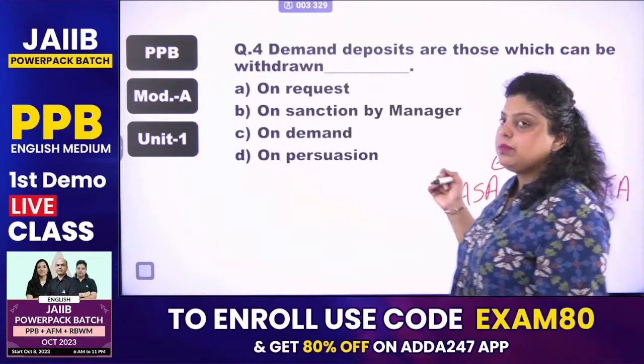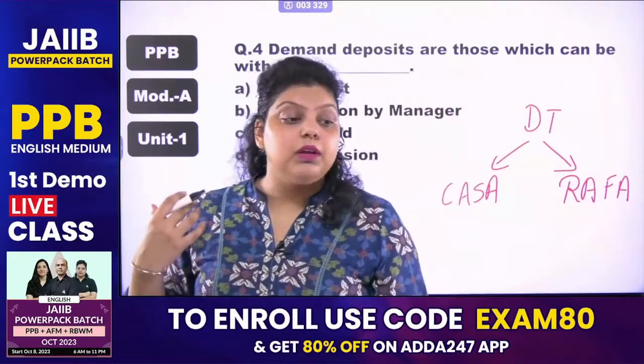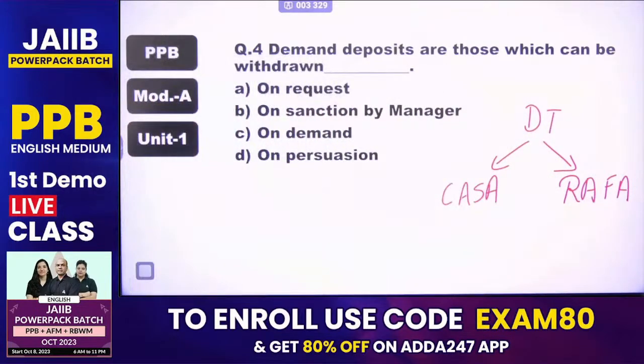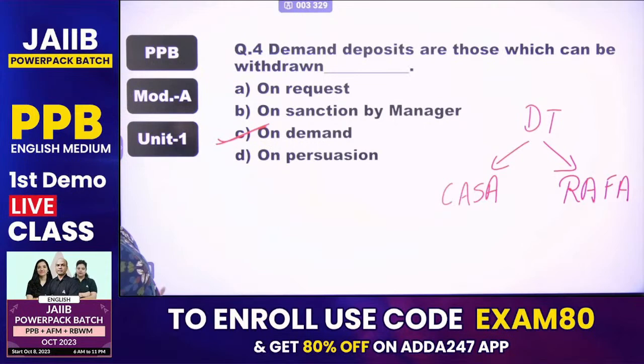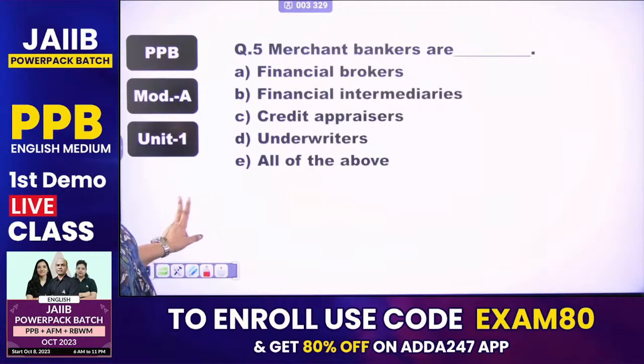So demand deposit means that type of deposit which can be deposited or withdrawn by the customer whenever the customer wants. It means, very obviously, demand deposits are the deposits which can be withdrawn on demand. That is the CASA. So the right answer is C.